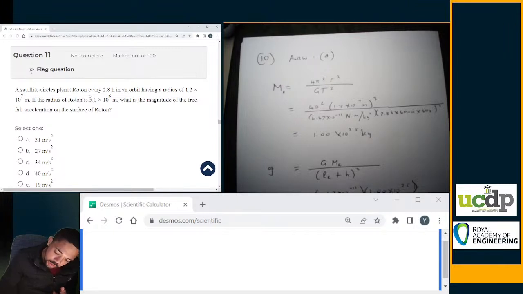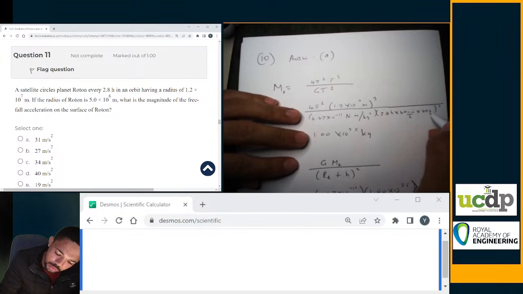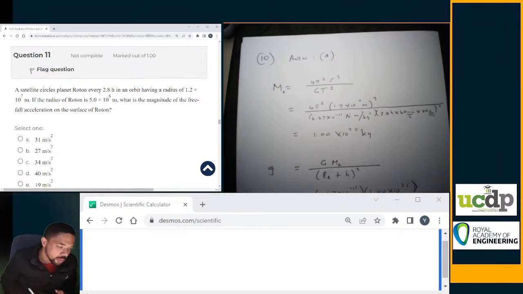By the way, that is in 60 minutes in an hour, and that is 60 seconds in a minute. That is 26.84 meters per second squared. We round it up, it becomes 27 meters per second squared.